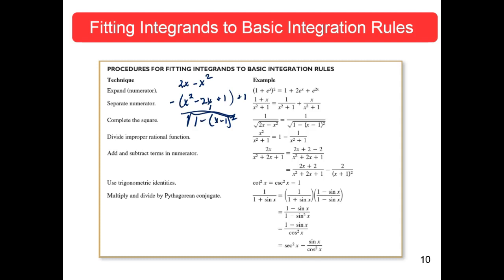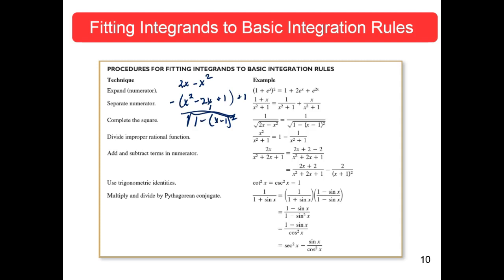Sometimes it will, because this gives you 1 minus sine squared, which is cosine squared. Now your numerator gets a little more complicated, but your denominator becomes a monomial, and now you can say this is secant squared minus sine x cosine x, which would be tangent x secant x. And you can integrate both of those.